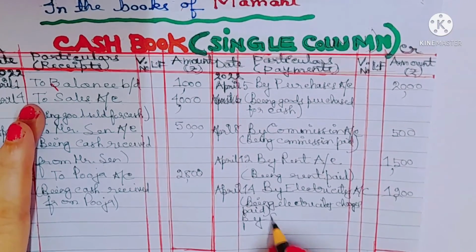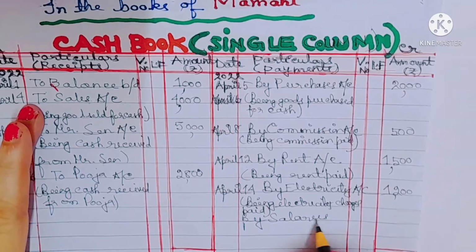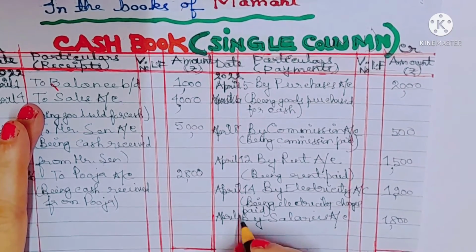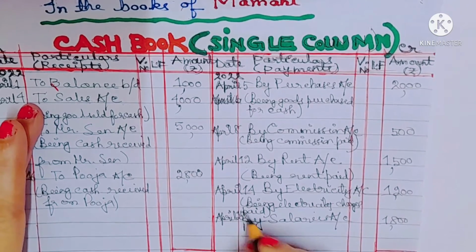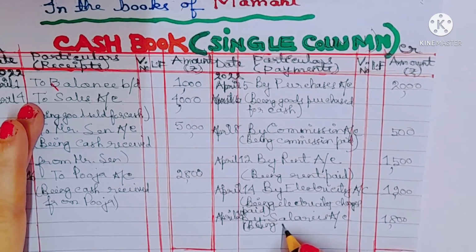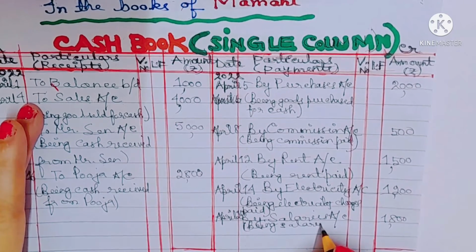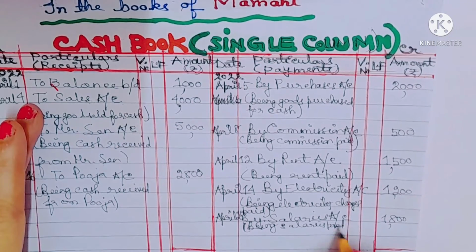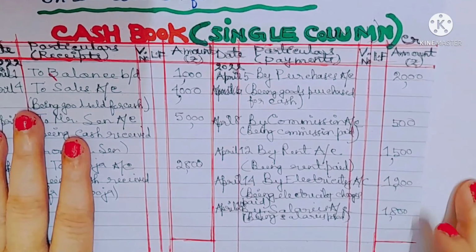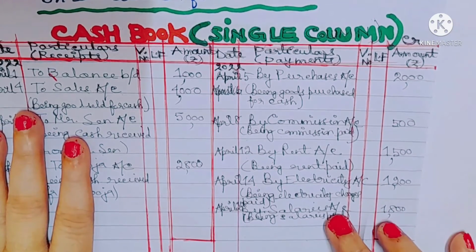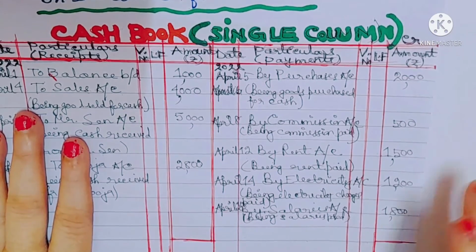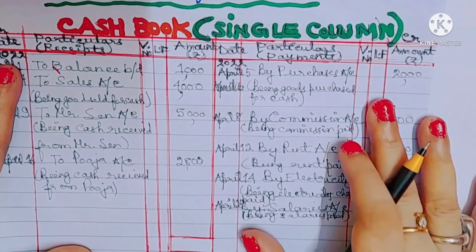By salaries account 1800. What is the date? 25th April. Let's write narration. Being salaries paid. And moreover, cash book comes under real account. What goes out is credit. When you are making salaries payment, what is happening? Cash is going out. So 1800 will be credited. Understood? And let's see the last transaction.